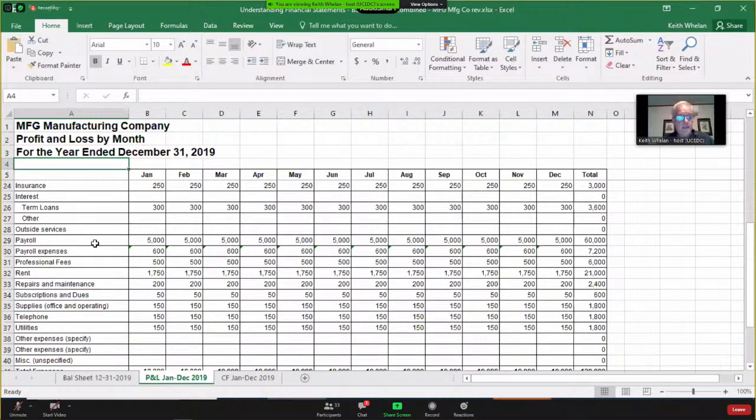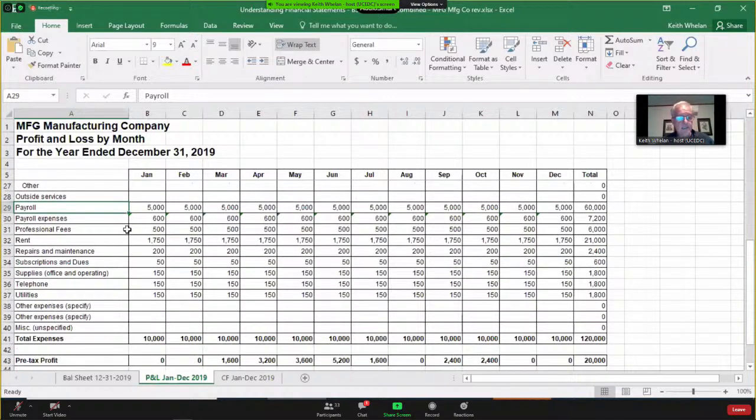Payroll expenses you've got. And again, to the extent that this payroll is administrative staff and not sales, that would be a fixed expense. You've got expenses such as the software, for example, that you use, professional fees. There's your rent. And we'll come back to that in a minute.